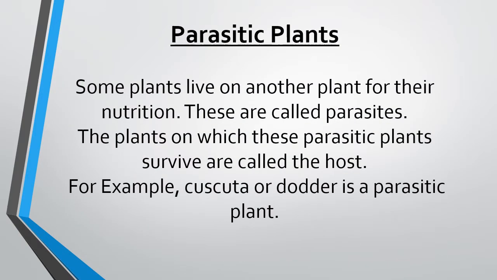So some plants live on another plant for their nutrition. This is what we call a parasite. The plant on which the parasitic plant survives is called the host. In the previous example we studied that the host is the banyan tree and the parasite is the Cuscuta, or the dodder plant. One such example we have studied is Cuscuta. The other name is dodder.